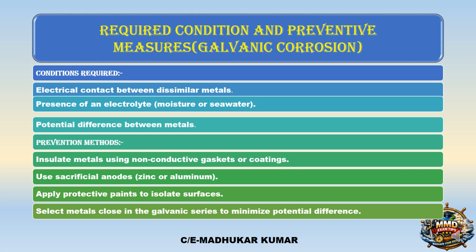What are the preventive methods? Insulating the metal. You have to insulate. Basically on deck, what we are doing is creating barriers in the form of paint, in the form of coatings, or we can use sacrificial anodes, zinc or aluminium. Apply protective paints to isolate the surfaces. Select metals which are close in the galvanic series to minimize the potential difference. So this is very important.